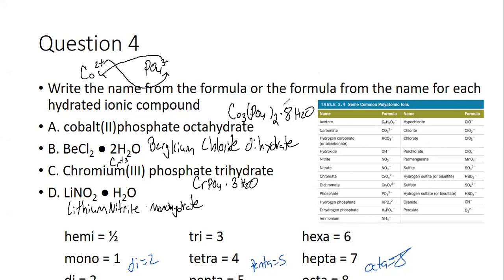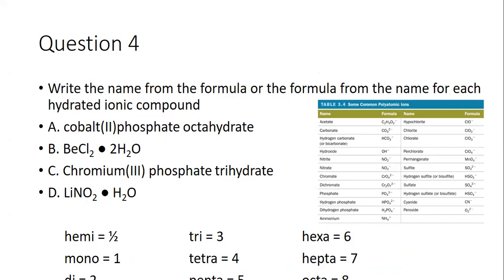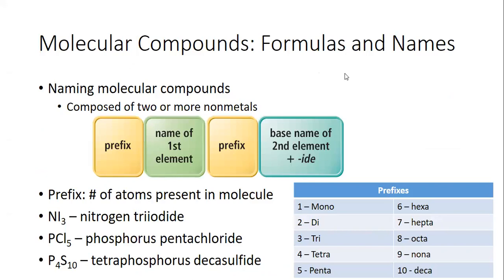All right, then we can move on to molecular compounds. Molecular compounds, if you remember, only have covalent bonds. And molecules that only have covalent bonds are made exclusively of nonmetals. So when we're looking at molecular compounds, it's compounds that only have nonmetals in them. If you see a metal, then you're working with an ionic compound and we use the ionic compound naming.